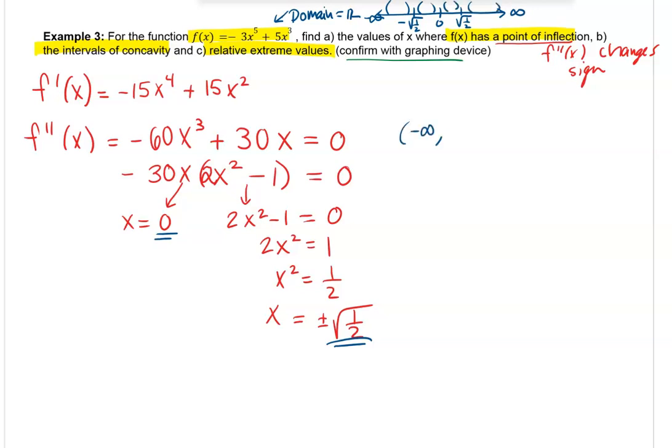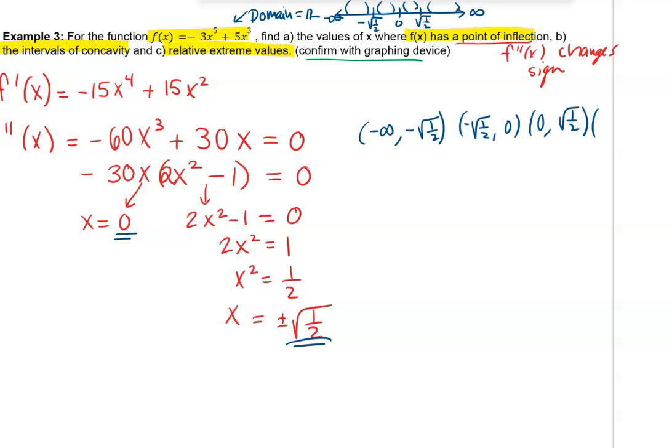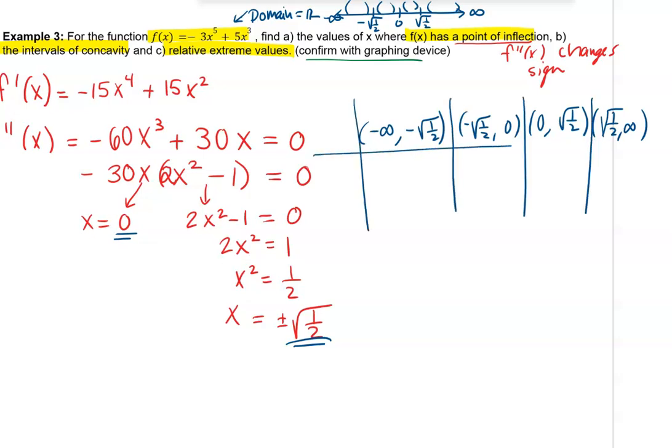So we'll do negative infinity to negative rad 1/2. And then negative rad 1/2 to 0, 0 to rad 1/2, and then rad 1/2 to infinity. So that's my split up x-axis. I'm going to look at the sign of the second derivative. So to the left of negative rad 1/2, maybe I could do something obvious. Like I know negative 1 is going to be more negative than negative rad 1/2 would be. And I'm testing the sign of my second derivative.